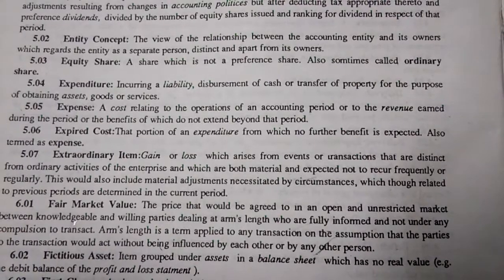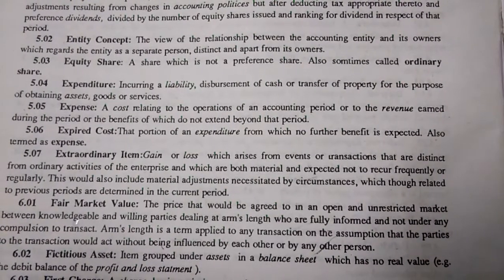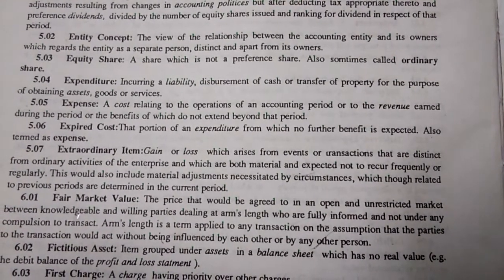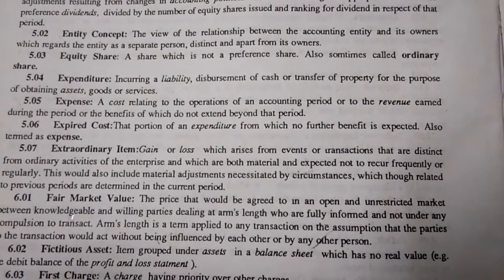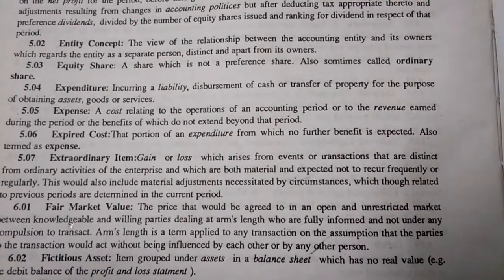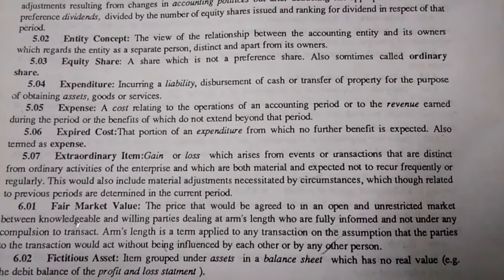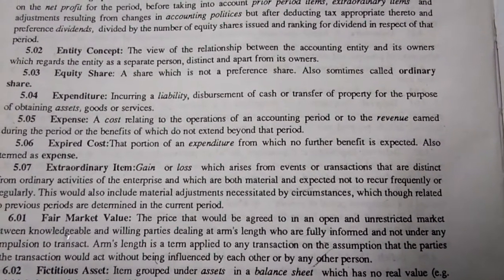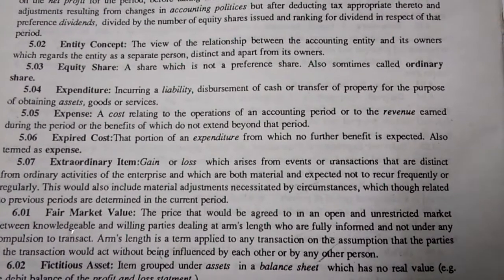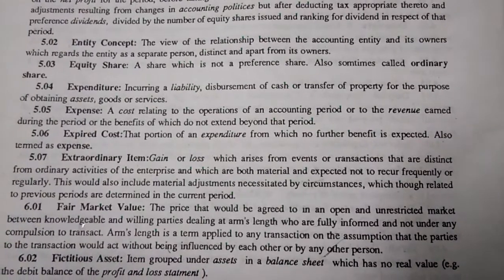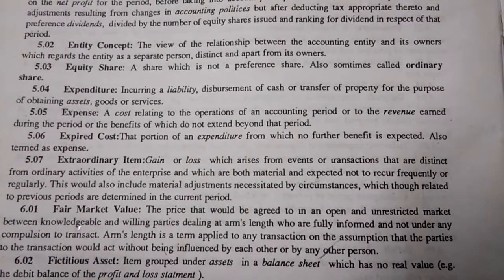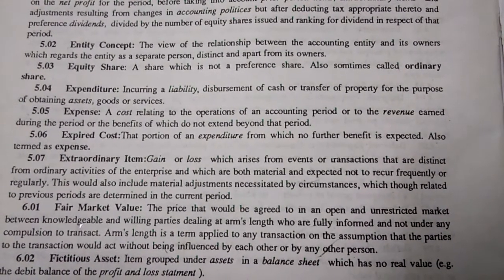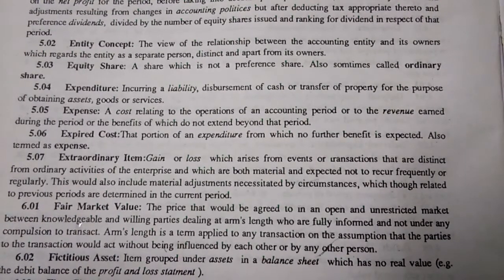Extraordinary item: gain or loss which arises from events and transactions that are distinct from ordinary activities of the enterprise and which are both material and expected not to recur frequently or regularly. This would also include material adjustments necessitated by circumstances which, though related to previous periods, are determined in the current period.